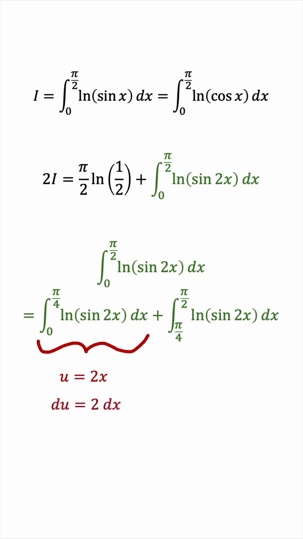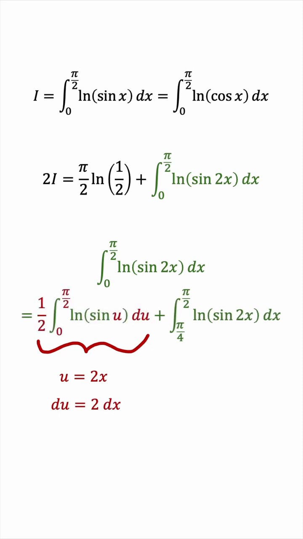du equals 2 dx, and rewriting the integral in terms of u results in 1/2 the integral from 0 to pi over 2 of the natural log of sine u du. And now I hope you can agree with me that this is 1/2 I. Again, u is only a dummy variable for integration, so this is equivalent to 1/2 of the original integral.